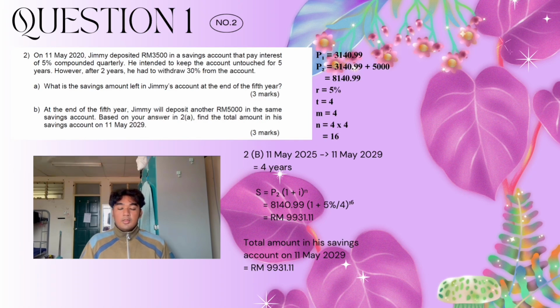So we just need to apply this information on the compound interest formula. So we will get S equal to 8,140.99 (1 + 5%/4)^16. So our answer for this question will be 9,931 ringgit and 11 cents as the total amount in his saving account on 11 May 2029.